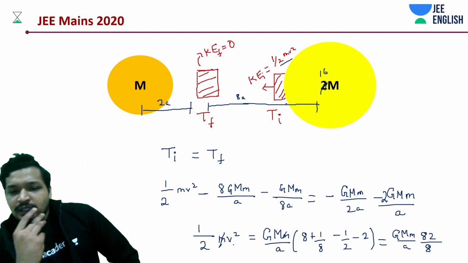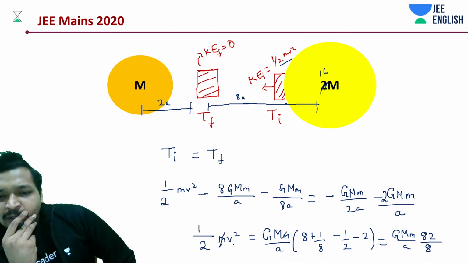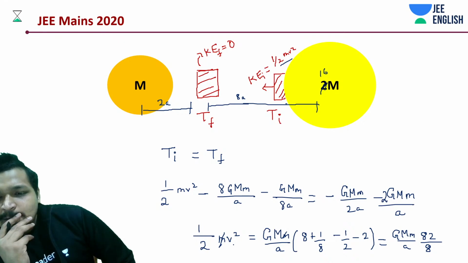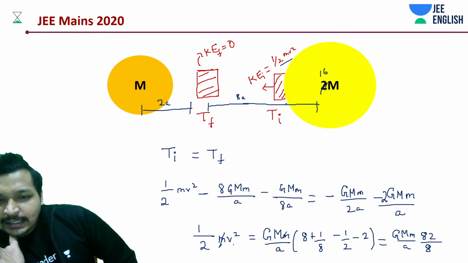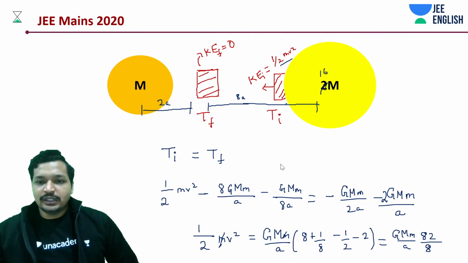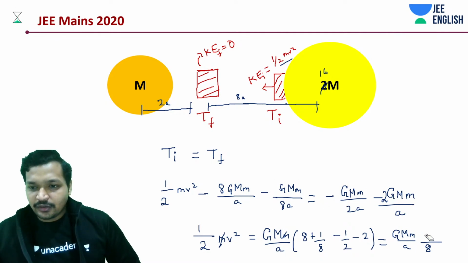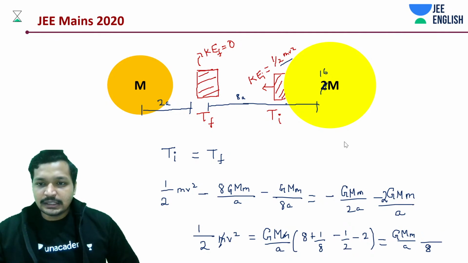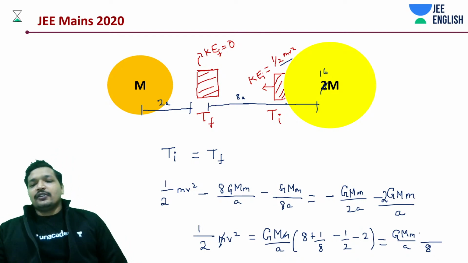do a thing. Let's take 8 as the common denominator. But 64 minus 16. I think I did a calculation mistake, isn't it? Sorry, I think everything is where it has gone wrong.